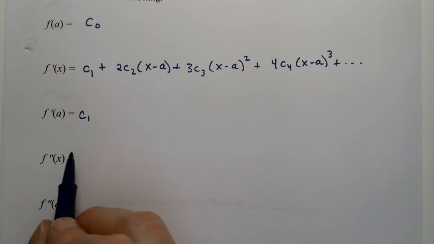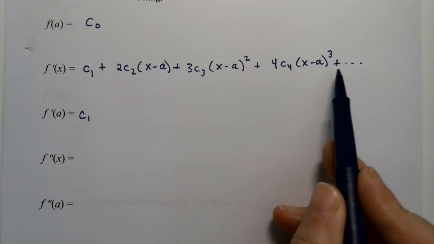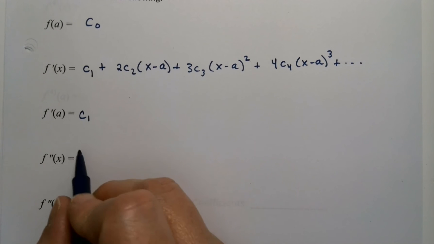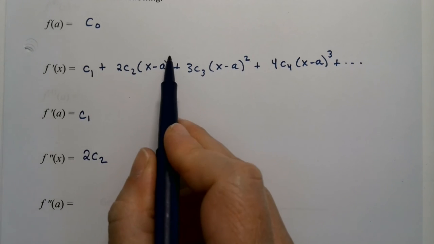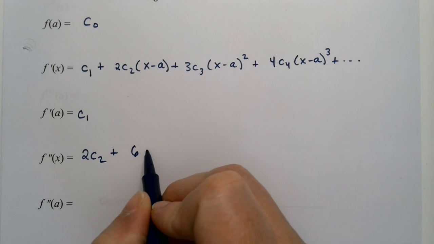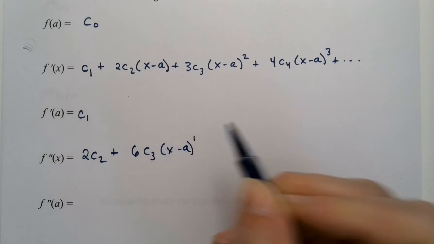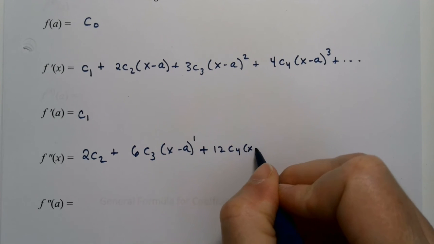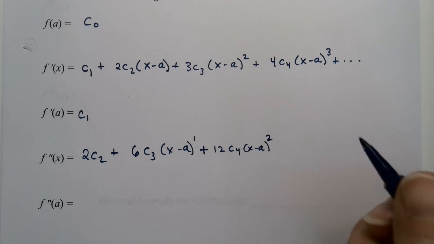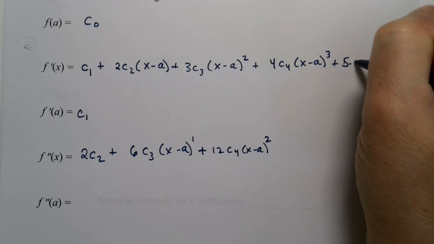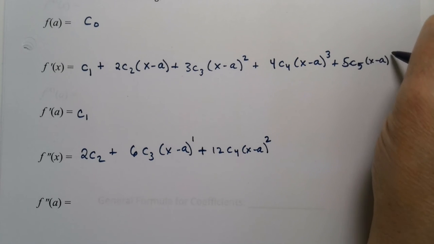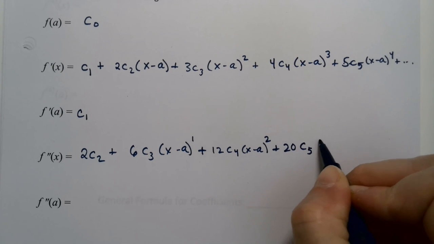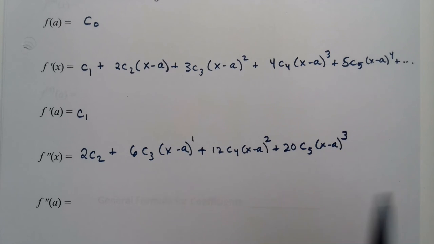All right, next, the second derivative. I'm going to take the derivative of the first derivative, which will make the c1 part disappear, but then I'll have 2c2, x minus a to the 0, plus 6c3, x minus a to the 1, plus 12c4, x minus a to the 2. And actually, let me just throw in another one here. It would be 5c5, x minus a to the 4th, so that would give me 20c5, x minus a to the 3rd.